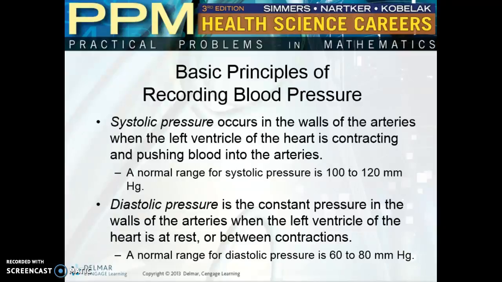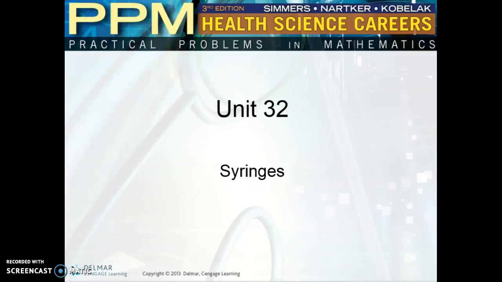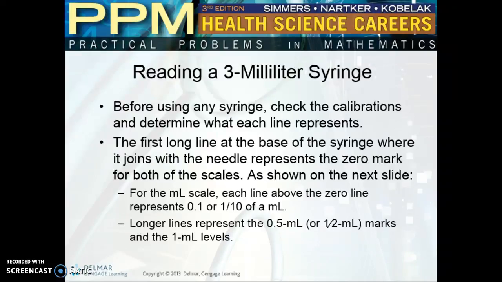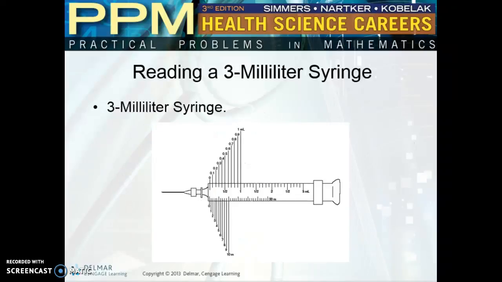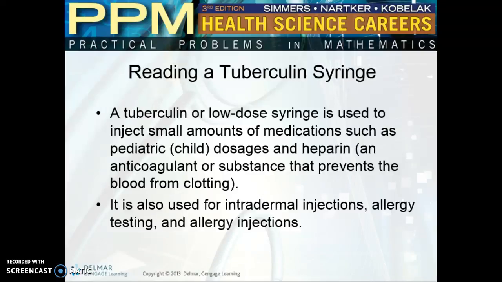The next section is unit 32, and it's all about syringes. This one's really important as well because there are different types of syringes. You're going to look at a 3 milliliter syringe and how to measure with that. They're going to show you an example of one and show you what the markings indicate. So pay specific attention to that. If you need to, save that picture and blow it up on your computer where you can read it a little better.